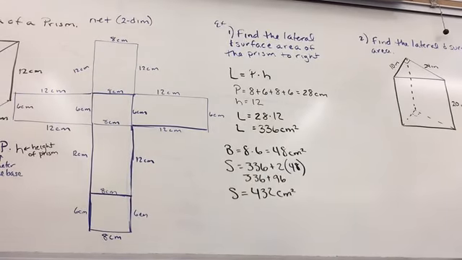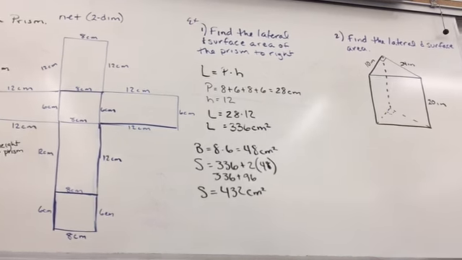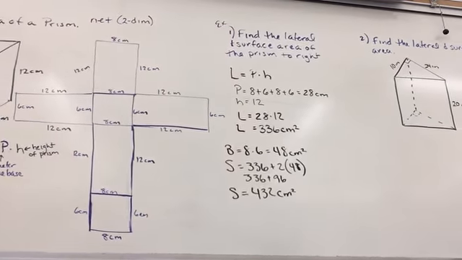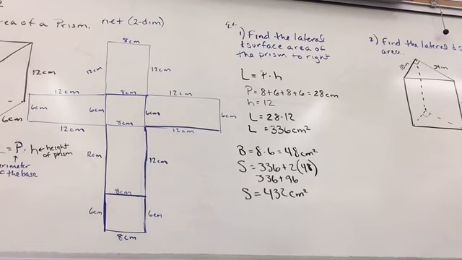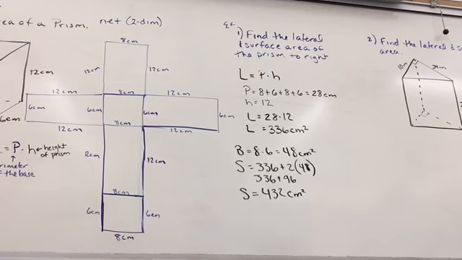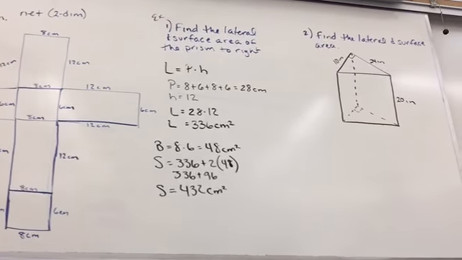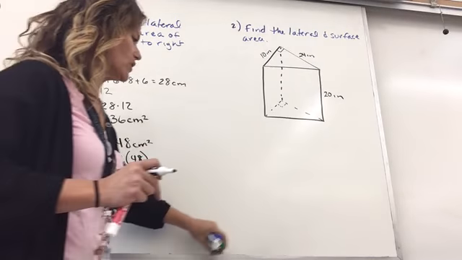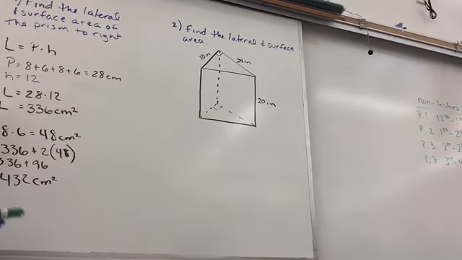Now, we're going to look at a different type of prism. Sorry, I'm sliding the board back and forth. We're going to look at a prism that has a triangular base, just for something a little different. The first one we did is called a rectangular prism. Now we're going to look at a triangular prism.